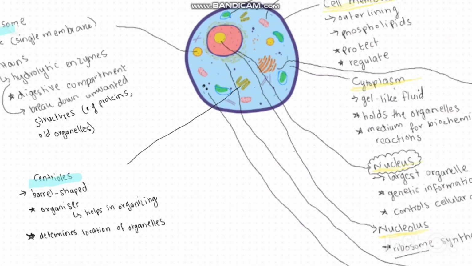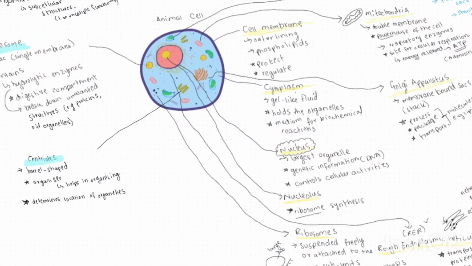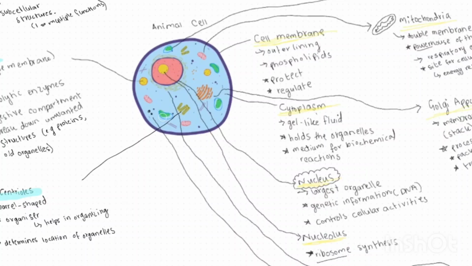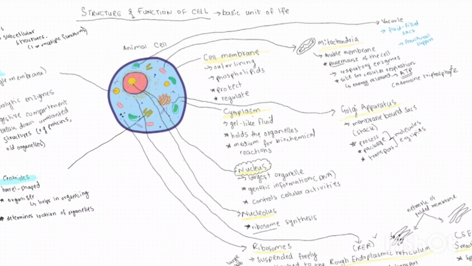So I'm highlighting these ones in blue instead of yellow because I want you to know that these structures are only unique to the animal cell. All the ones highlighted in yellow, underlined in yellow, are also found in plant cells.